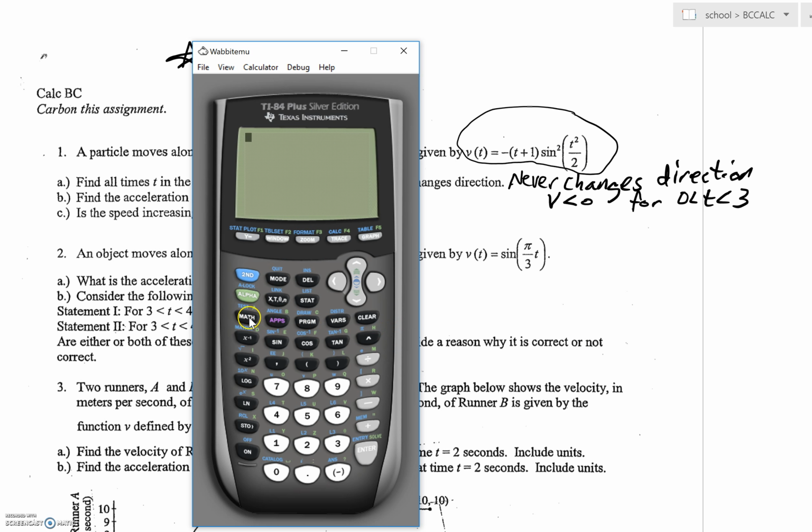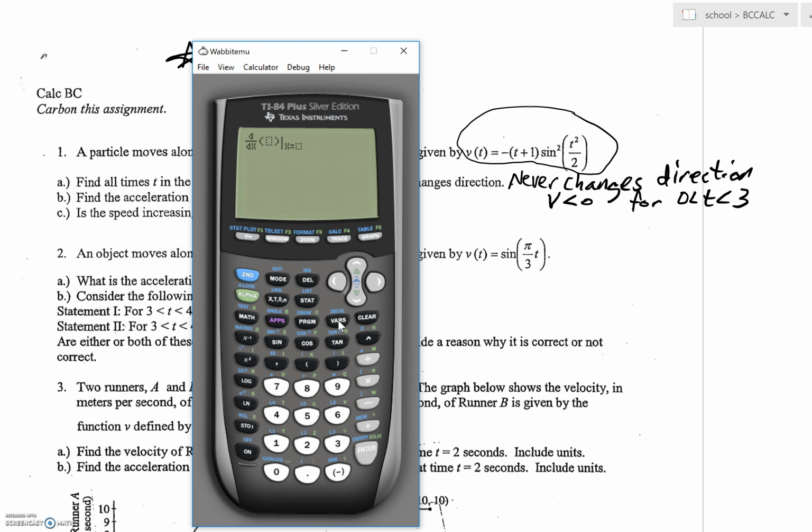If you press on the home screen, I just went second quit, you press math. If you come down to nDeriv, you can take a derivative and look at this. You get d over dx. Say, what would you like to take the derivative of? Well, do I need to retype all this in here? You could, but there's a much better way to do it.